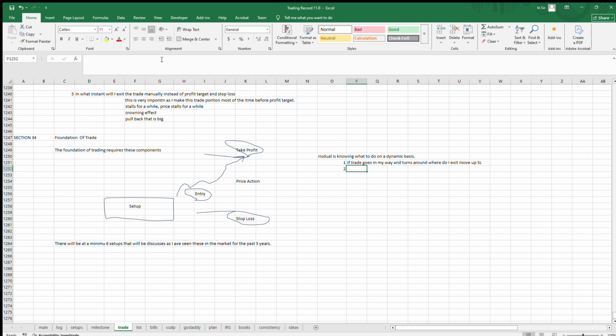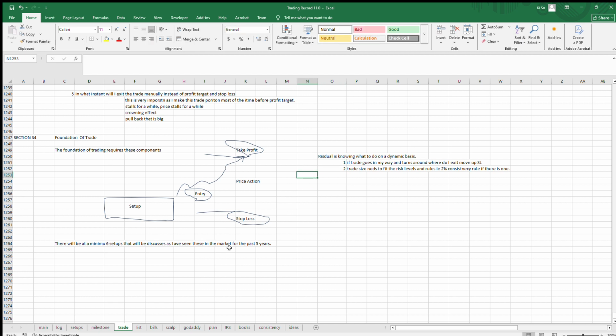Second one is trade size needs to fit the risk level and rules, such as, i.e., a 2% rule, if there is one. Okay, so those are a couple of things that I need to be aware of.